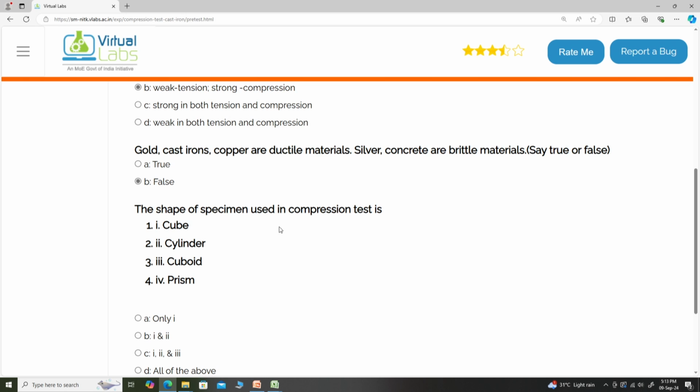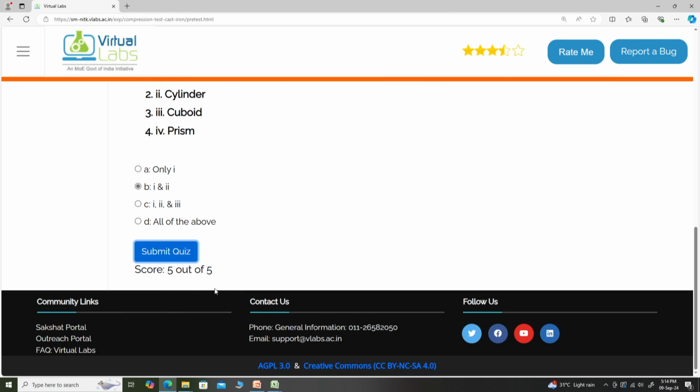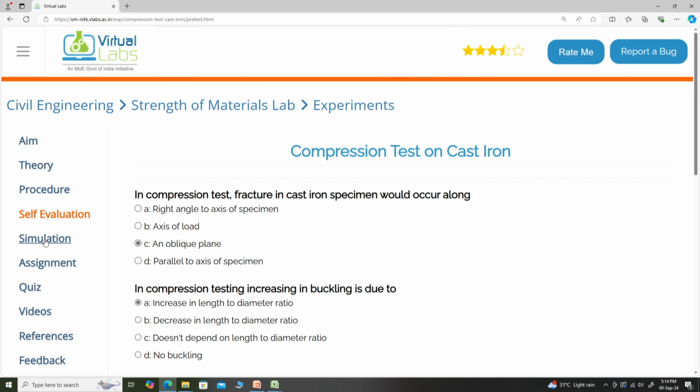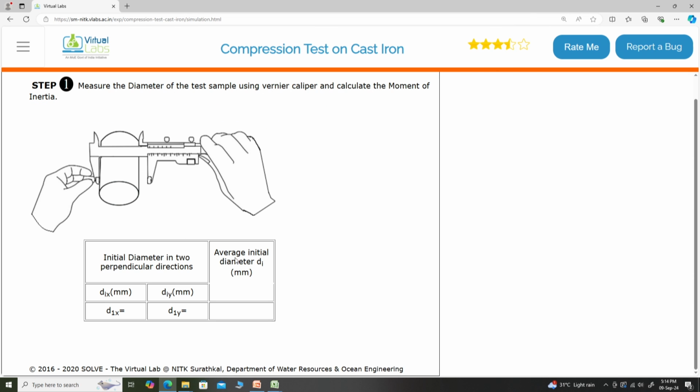Now the shape of the specimen used in a compression test could be cube, cylinder, cuboid, or prism. I think I need to choose the closer shapes that I mentioned, cube and cylinder, options 1 and 2. For mild steel and for metal testing, generally these shapes are used. Prism could also be used in certain places, but majorly I will answer it as cube and cylinder only. Submit the quiz, 5 out of 5. So we are ready for the test simulation. It will keep asking for the steps and we will keep going through them.